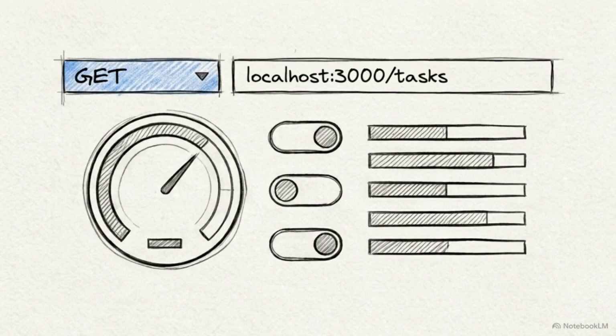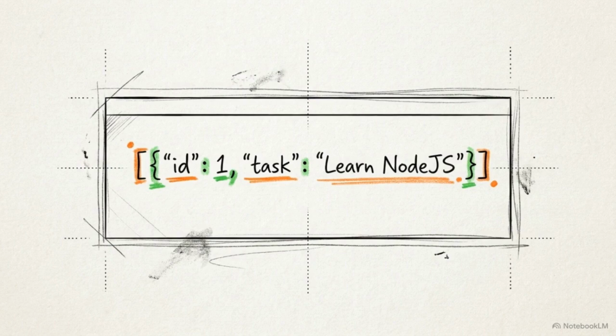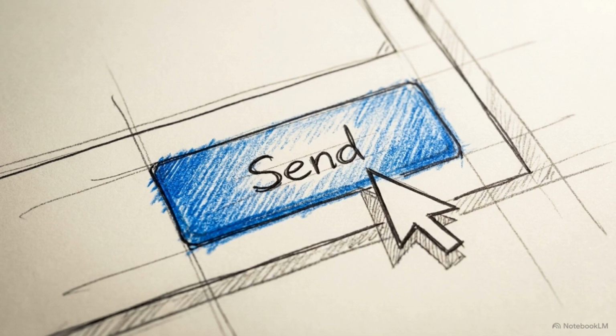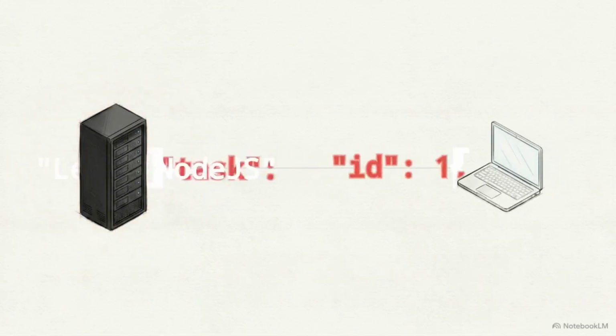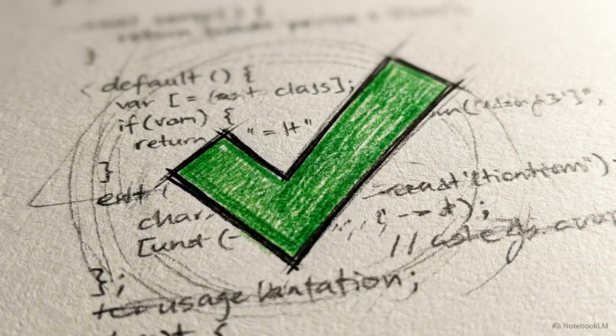In this Postman interface, we select the GET method and target our local host URL. The default array appears right here in the response window. When you hit send, it triggers the route you just wrote and returns that JSON data to the client. Seeing that data in Postman proves the server is working, ready for more complex requests.